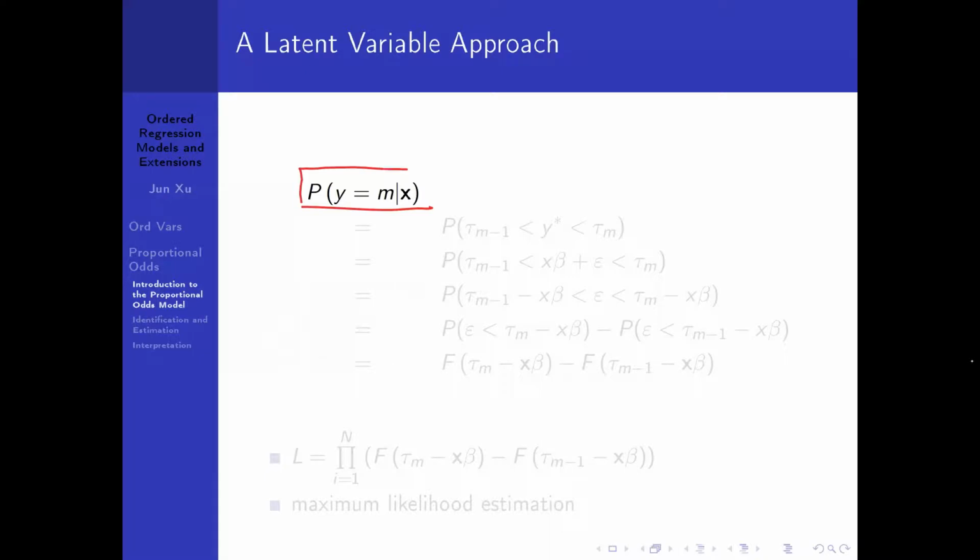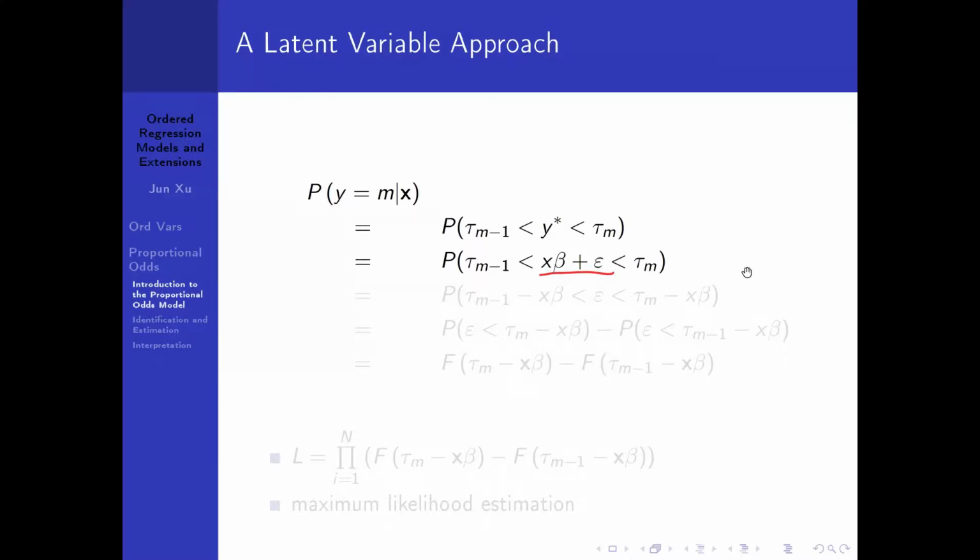this individual probability. That is, given x, what's the probability of y equal to a certain ordinal response? According to our assumption, the probability of y equal to m is when y star is between tau m minus 1 and tau m. That's a simple application of one of the assumptions. Then what is y star? We substitute y star with x beta plus epsilon. Again, that's an assumption.